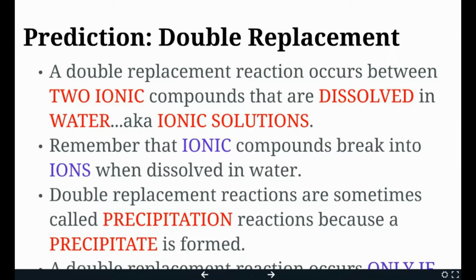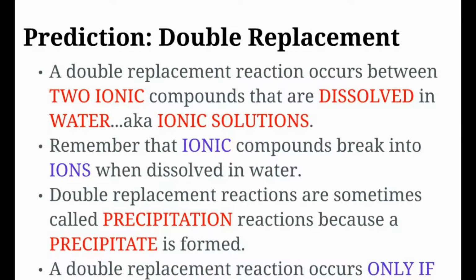All right, so here's some notes to take down before we move on to this. Double replacements are a little screwed up. In fact, they are the most complicated because there's a lot of things you've got to do. But they do break down into a step-by-step process. Basically, you're going to have two ionic compounds, which is great because it's all crisscrossing. When two ionic compounds are dissolved in water, they're called ionic solutions, or aqueous. You might want to write the word aqueous. Remember that ionic compounds break into ions when dissolved in water.